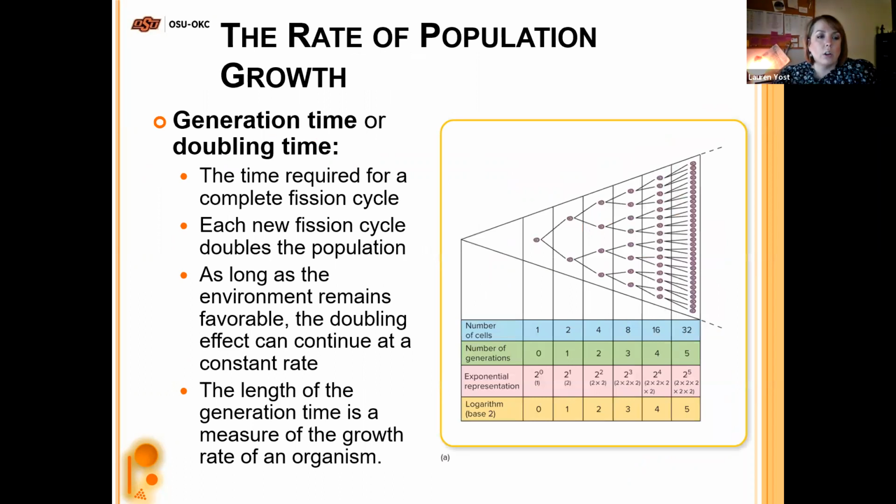So that's going to be what we use to determine the generation time or the doubling time of a population. It's the time required for a complete fission cycle for one to become two. Each new fission cycle doubles the population, right? So 2 becomes 4, 4 becomes 8, and so on, like it says here. As long as the environment remains favorable, it'll keep doing that at a constant rate. The length of time is a measure of the growth rate of an organism.